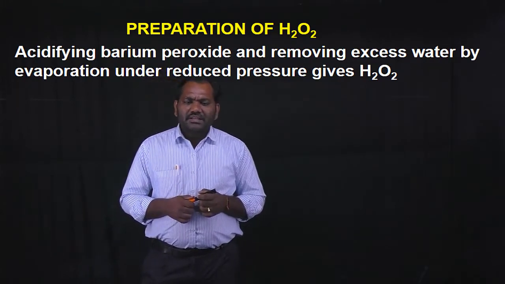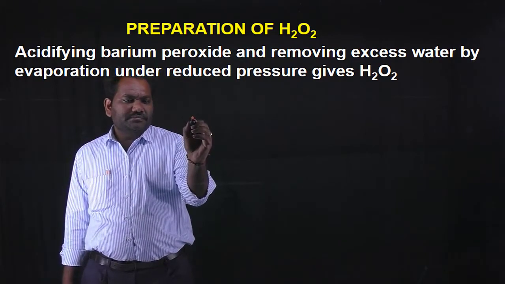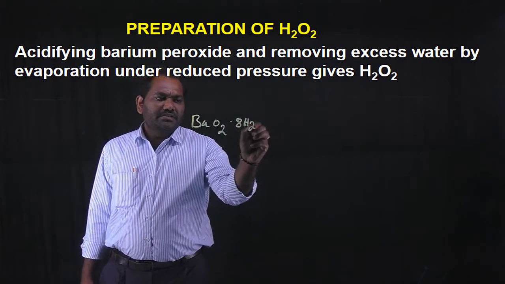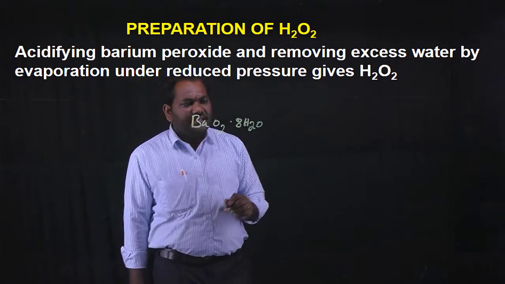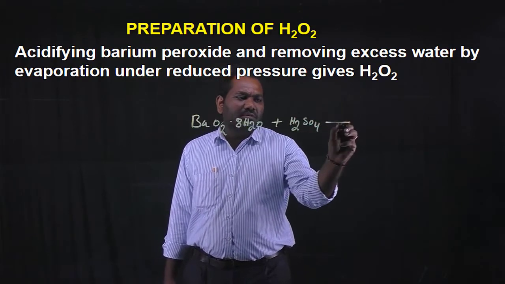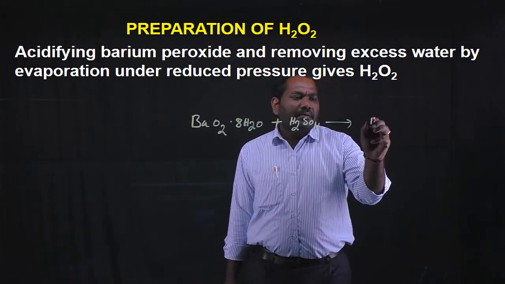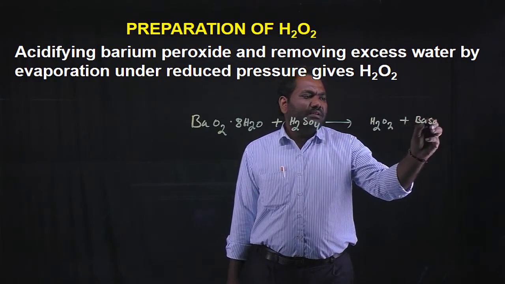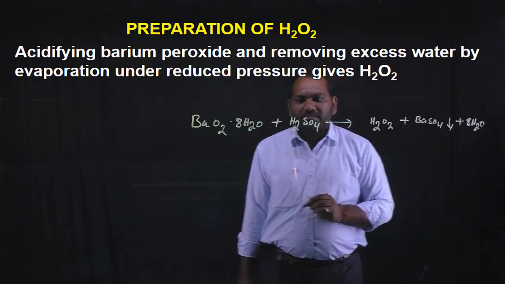Okay, here the reaction is barium peroxide, BaO2 dot 8 H2O. This is called barium peroxide. Now this barium peroxide is acidified with H2SO4, and we will get H2O2 plus barium sulfate as a precipitate and water molecules.